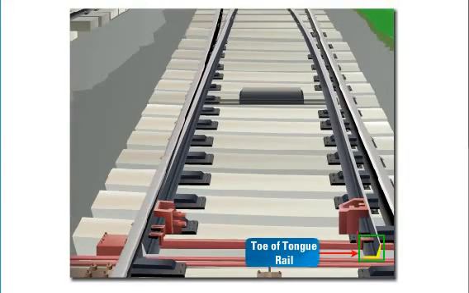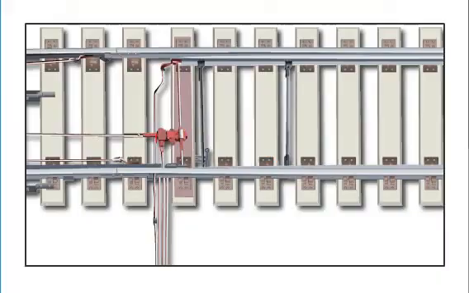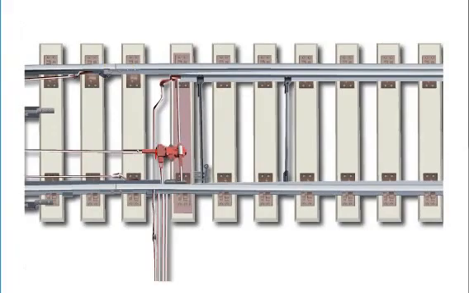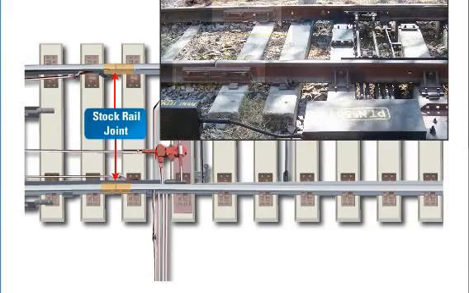The end of the tongue rail is called the toe of the tongue rail. Stretcher bar is provided to maintain the two tongue rails at their exact distance. Stock rail joint is the first joint of the stock rail which connects the other stock rail in front of points. Stock rail joint is taken as reference for measurement of the points and also for counting sleeper numbers.